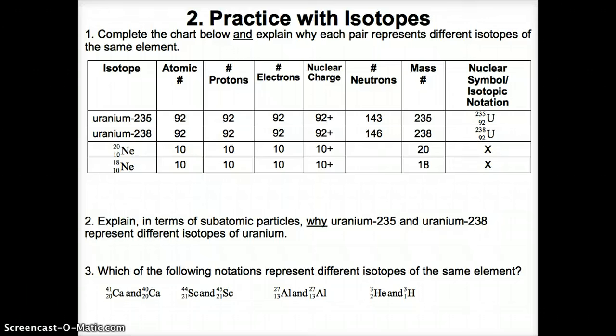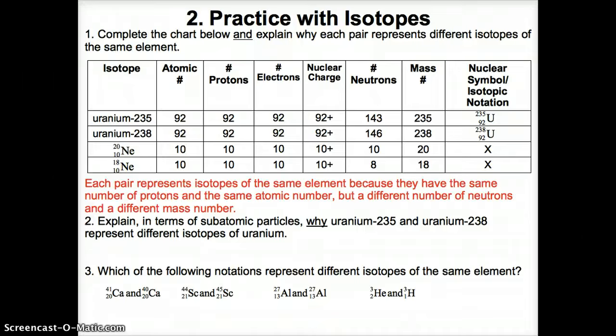For the second isotope, we have a mass number of 18 minus the atomic number of 10, giving us 8 neutrons. So there we go. All right, now we have to explain why each pair represents different isotopes of the same element. Each pair represents isotopes of the same element because they have the same number of protons and the same atomic number, but they differ in their number of neutrons and their mass number.